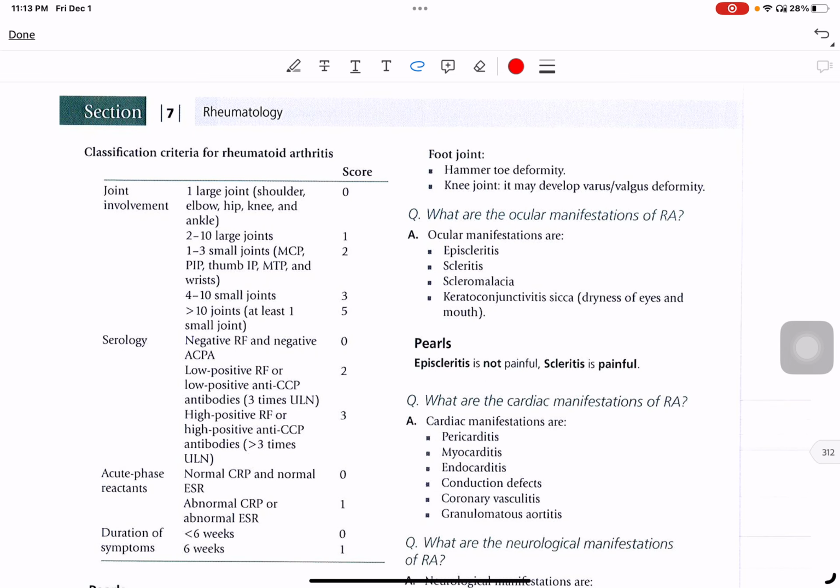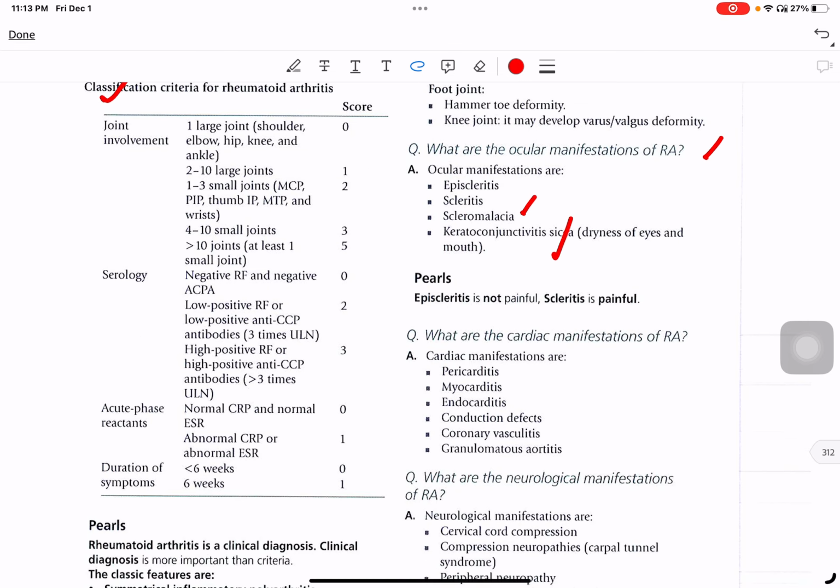This is the diagnostic criteria of rheumatoid arthritis: joint involvement, serology, acute phase reactants, and duration. What are the ocular presentations of rheumatoid arthritis? Episcleritis, scleritis, keratomalacia, and keratoconjunctivitis sicca. Episcleritis is not painful, scleritis is painful.